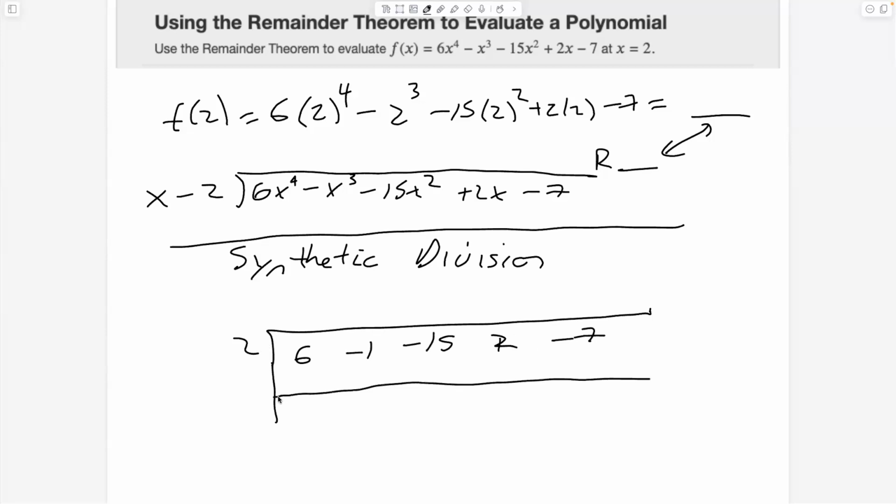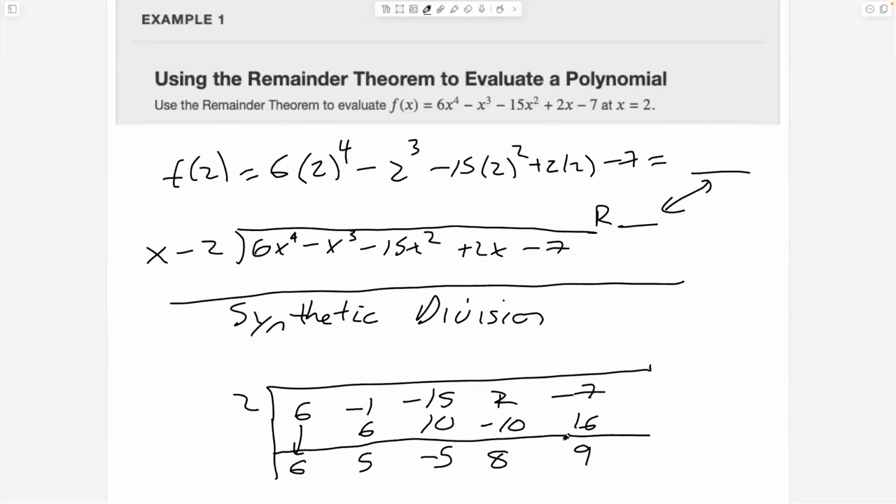And now what we're going to do at every step is multiply, add, multiply, add, multiply, add. So the first guy always just comes straight down, 6. Now at every step, I'm going to multiply and add. 2 times 6 is 12. Add straight down. -1 plus 12 is 11. 2 times 5 is 10. -15 plus 10 is -5. 2 times -5 is -10. Add straight down, we get 8. 2 times 8 is 16. 16 minus 7 is 9.